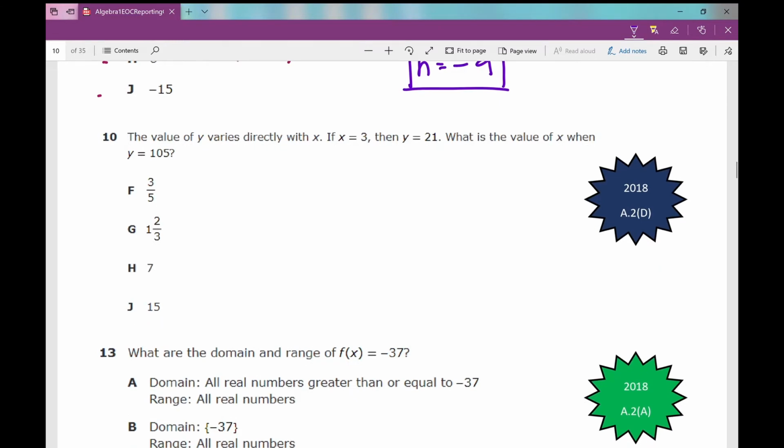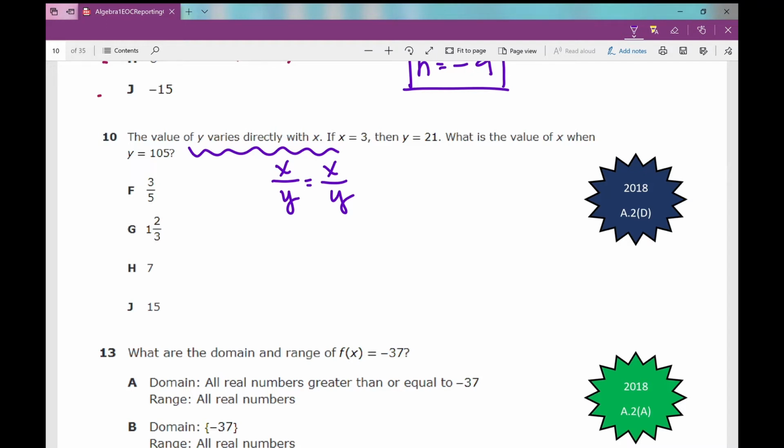Number 10. The value of y varies directly with x. Oh, direct variation, set up a proportion. Easy peasy, there's always one question like this: just set up a proportion and solve. What is the value of x when y is 105?